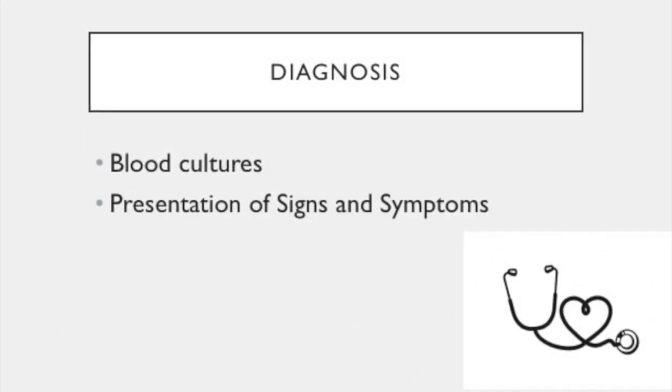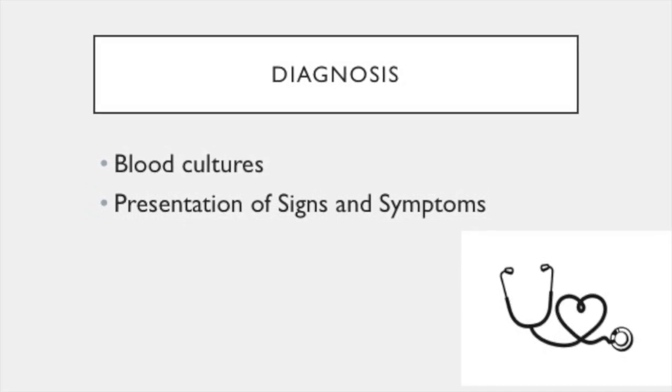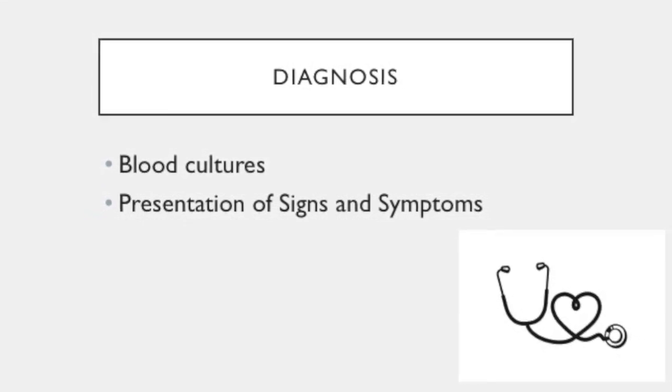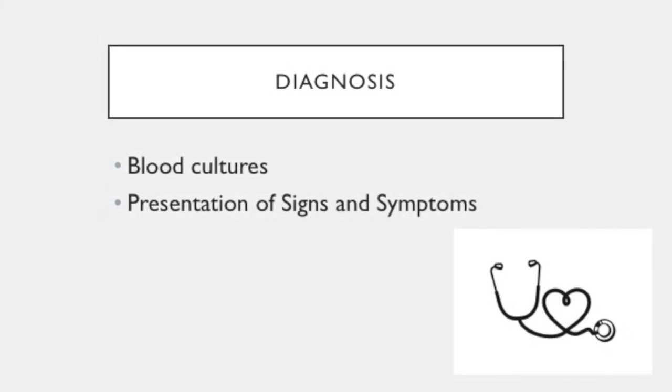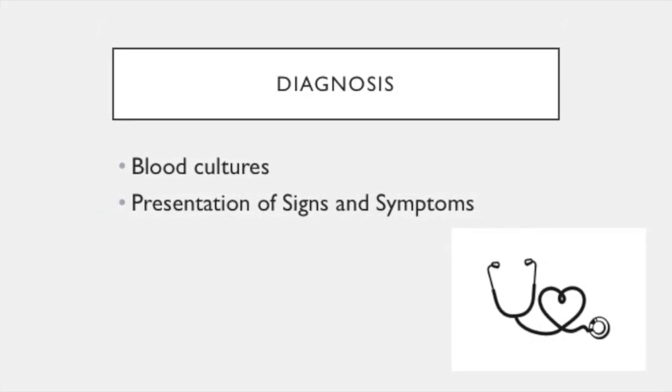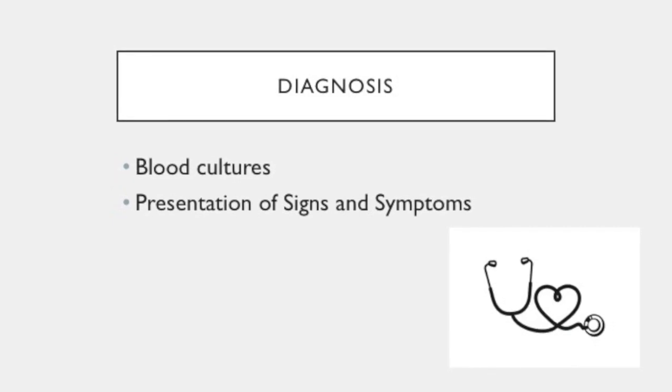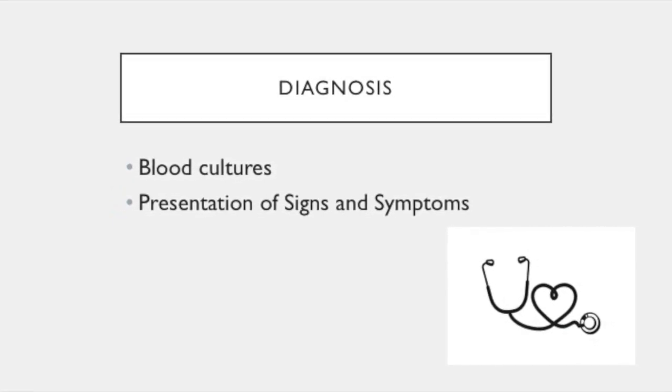Diagnosis. To diagnose chorioamnionitis, blood cultures are drawn to see if bacteria is present and to determine how long antimicrobial therapy is necessary. Another way to diagnose a patient is if they're presenting with signs and symptoms or these signs and symptoms are worsening.